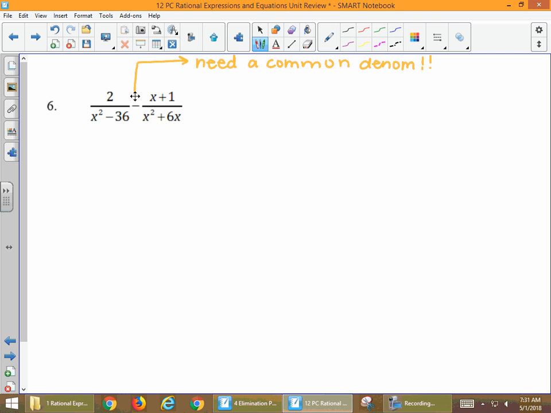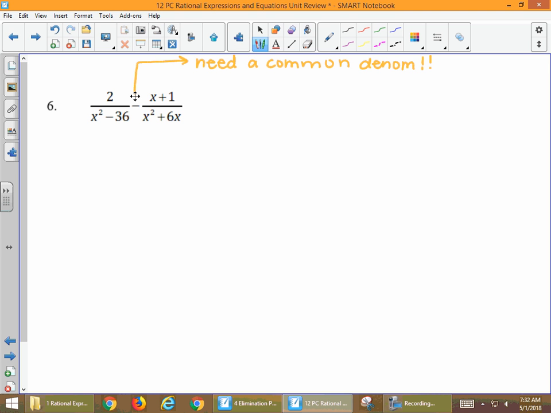So the most common mistakes made on this test, there are a couple. One is trying to find a common denominator when you don't need one. Here we do need one. So we're going to factor and see what our denominators have in common and what we need. The other thing that we need to make sure is that what we do to the top of a fraction, we do to the bottom with these problems.